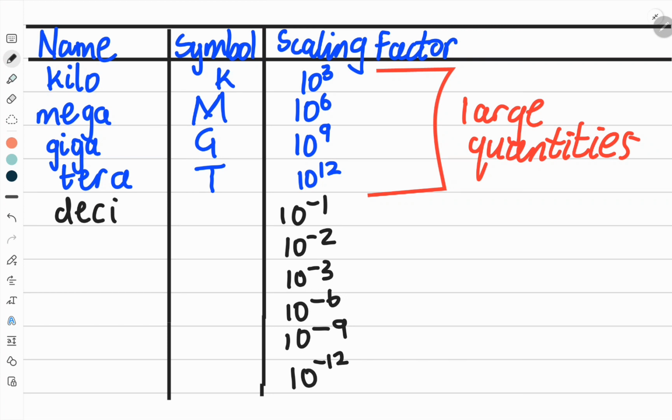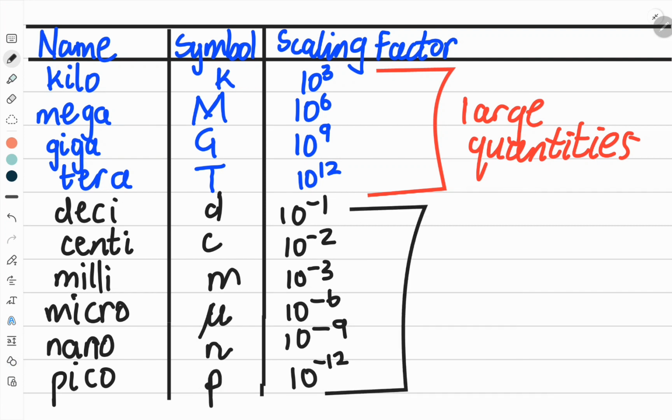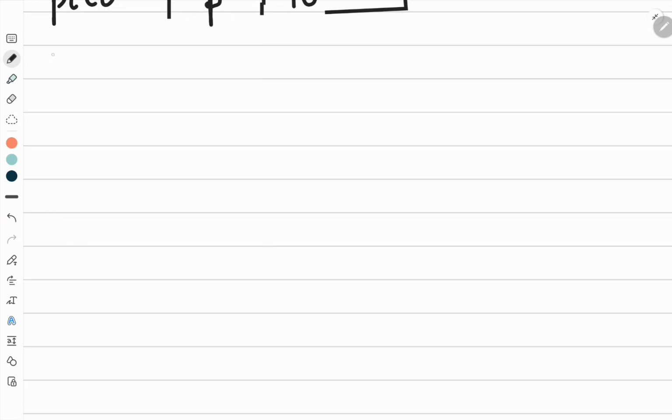Then for the smaller quantities, what do we have? The powers progress from 10 to the negative 1, negative 2, negative 3, and of course in multiples of 3 up to 12. So we have the deci, the centi, the milli, the micro, the nano, and the pico. You use these for smaller quantities.